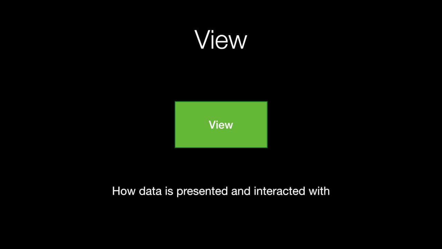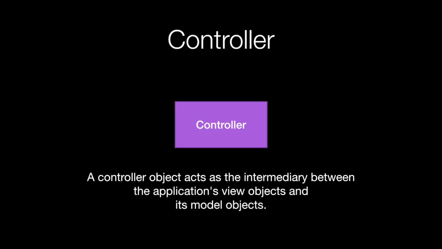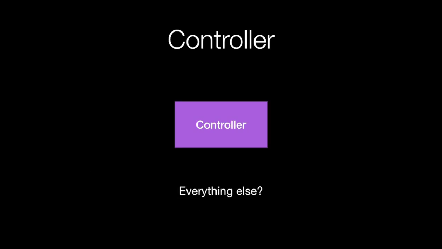That's all well and good, but then you go into view controller. The text down here says, a controller object acts as the intermediary between the application's view objects and its model objects. This is the definition given by Apple in the documentation. What this actually means is that anything that is not a model and not a view, everything else, goes into the controller. And that's fine. Usually that's what we do. All the programming logic tends to go into your controller.